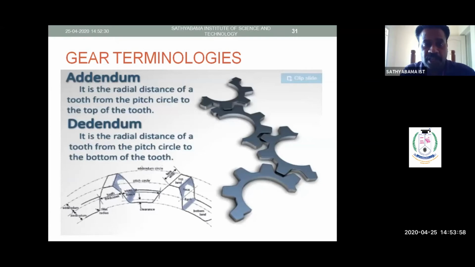Next, addendum. I explained in the first slide what is addendum. It is the radial distance of your tooth from the pitch circle to the top of the tooth. You can observe this diagram here also. Top of the tooth to PCD is called addendum. Similarly, the PCD to the bottom of the tooth is called what? Dedendum. Addendum and dedendum.